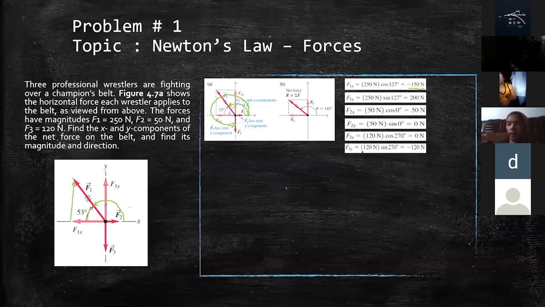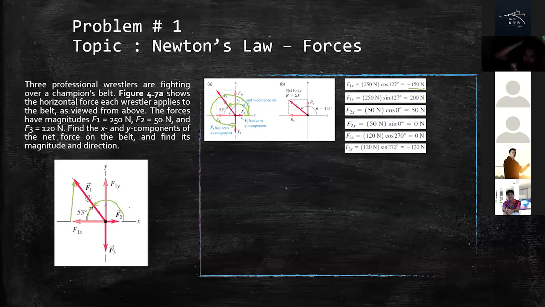So for Y, we have 120 newton sine 270, and you will get a negative 1 value. That's why we have negative 120 newton. Okay, so because I already placed it, so that you can see it, guys. So for the net force of your R, we need to solve this one because we already got our X, Y values, the X components and Y components.